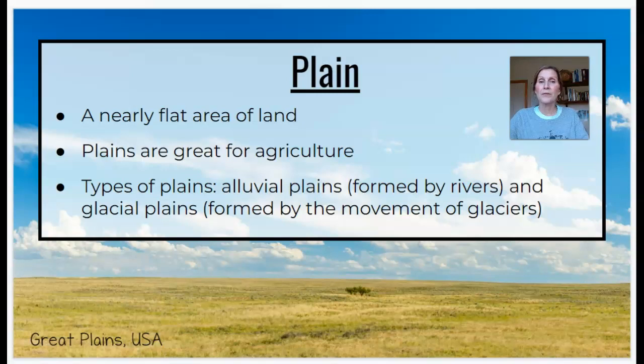Plain, a nearly flat area of land. Plains are great for agriculture. Types of plains are alluvial plains, which are formed by rivers, and glacial plains formed by the movement of glaciers.